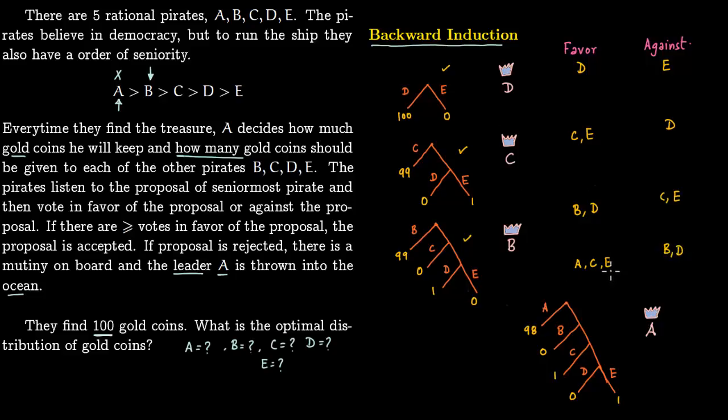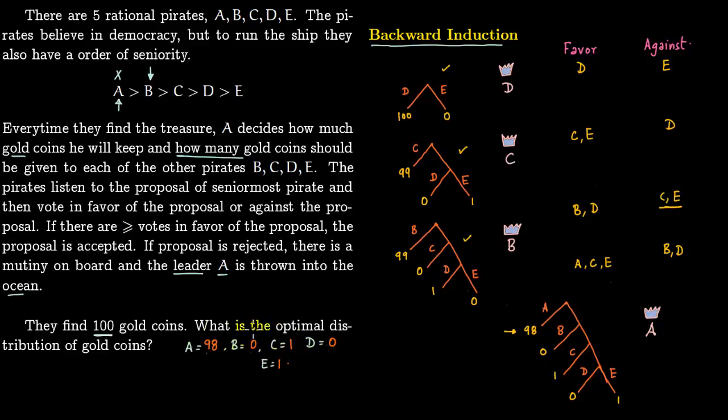C and E vote in favor of A because they know if A is dead, they will be in this position here, C and E, where they will get 0 coins. So getting 1 coin is better than getting no coins at all, so they will vote in favor of A. So you see, the optimal distribution of gold coins is that A gets 98 coins, B gets 0, C gets 1 coin, D gets 0 and E gets 1 coin. So this is the optimal distribution of coins.